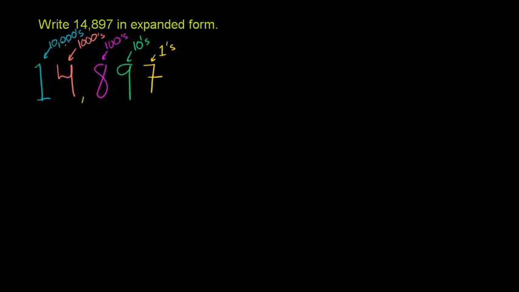Now let's think about what that really means. Well, I want to do this in a way that my arrows don't get mixed up. Actually, let me start at the other end. The 7 literally represents 7 ones. Or another way to think about it, you could say it represents 7 times 1. All of these are equivalent. Now let's think about the 9. That's why I'm doing it from the right, so that the arrows don't have to cross each other.